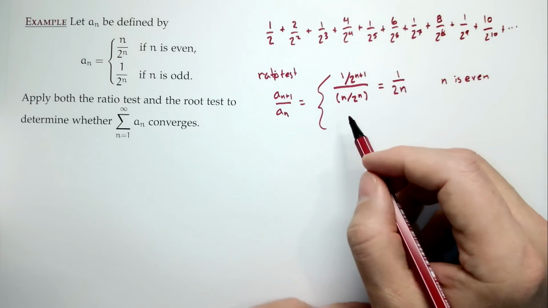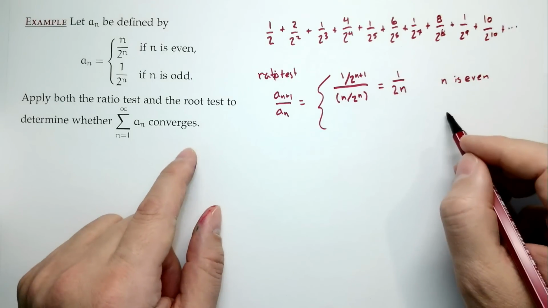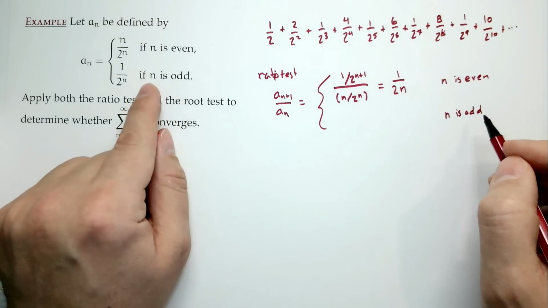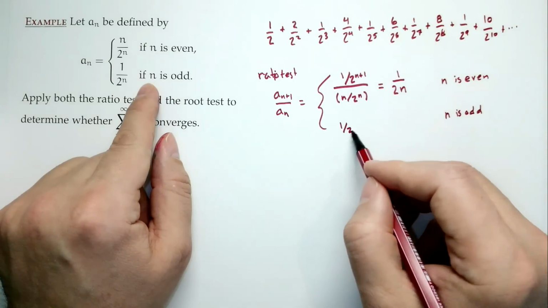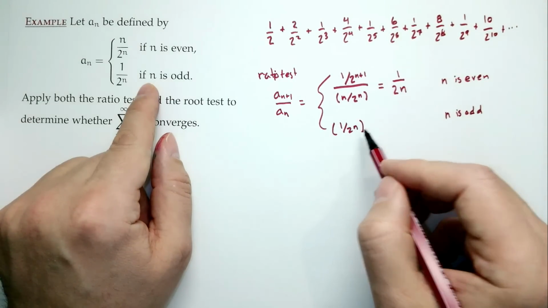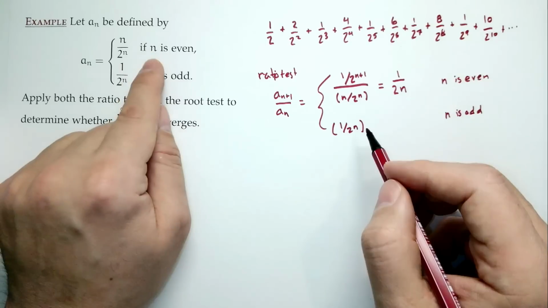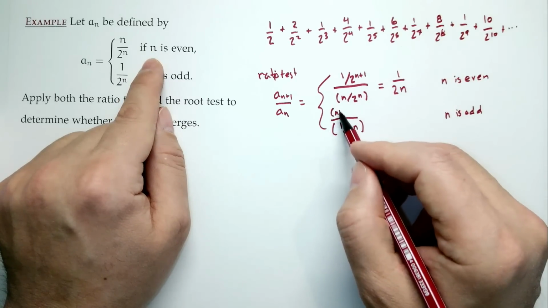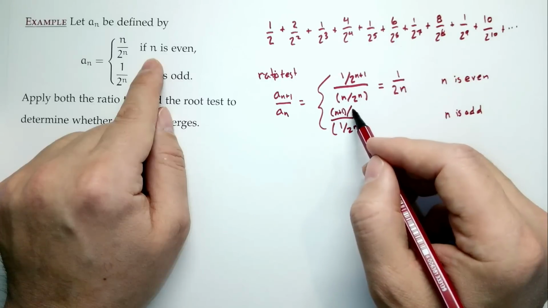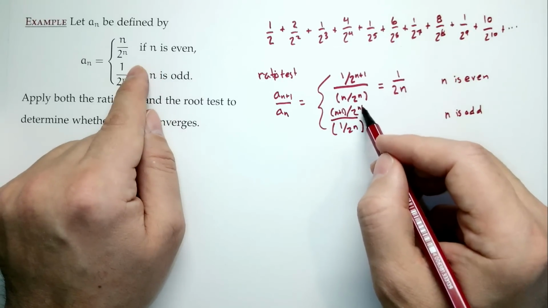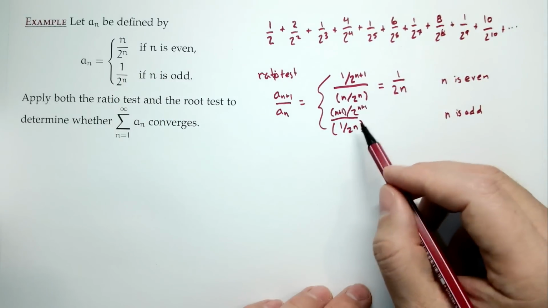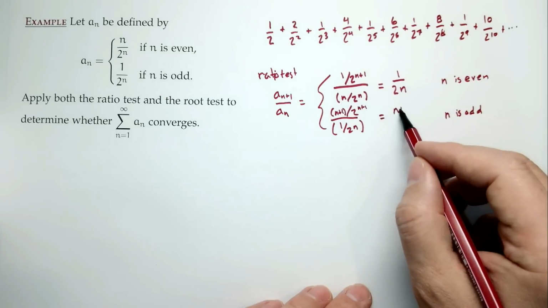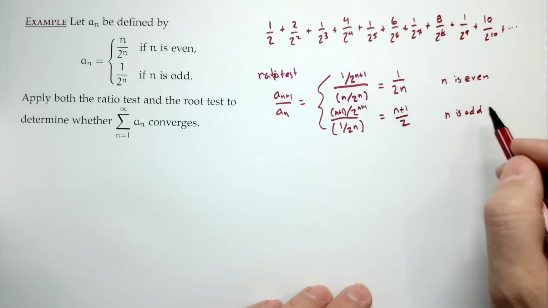So, what if n is odd? If n is odd, now the denominator looks like 1 over 2 to the n. And the numerator, if n is odd, n plus 1 is even. So that looks like n plus 1, divided by 2 to the power n plus 1. And if you clean this up, you can get again some cancellations with 2 to the n. So that's n plus 1 over 2.